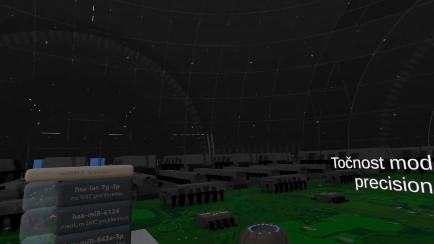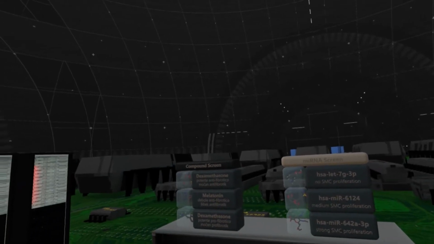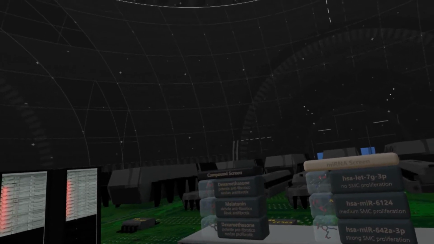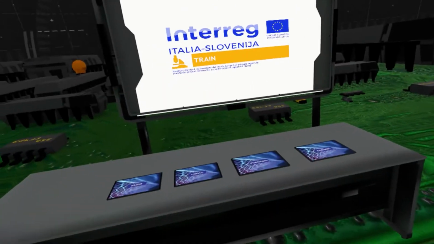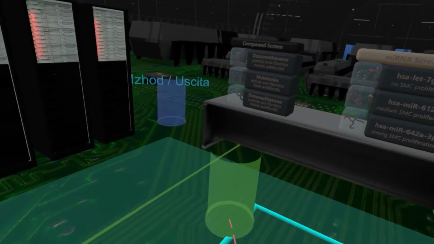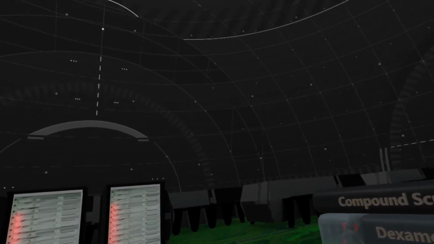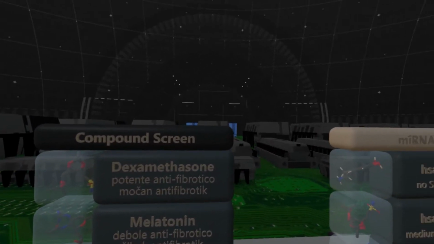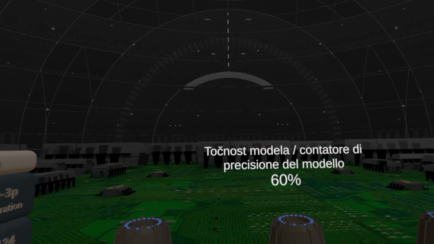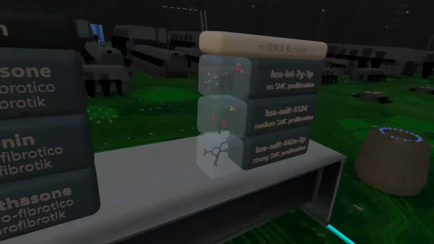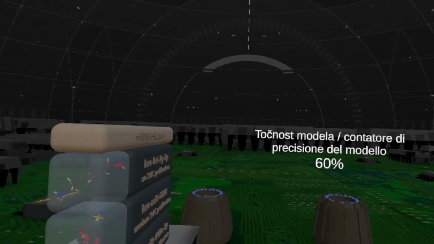Welcome to the chip environment. Right now we are in silico. We are virtually inside a circuit board, and in this environment we're going to take a look at what machine learning looks like in a virtual reality environment. This, I believe, is the first demonstration of this kind.